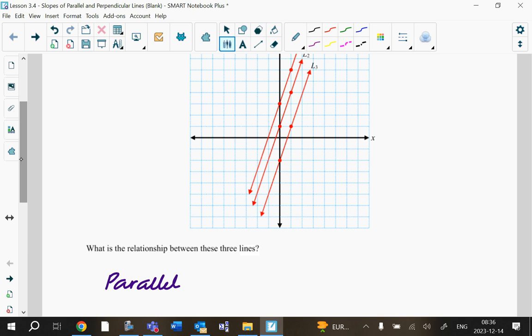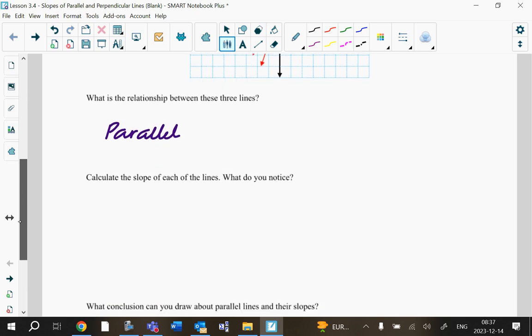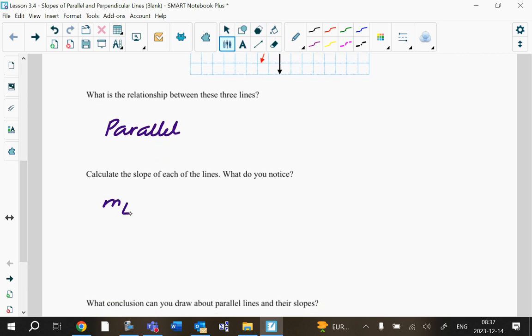So to get from this point to this point on line 1, I rise +3, and I run +1. So we will see that the slope of line 1 is +3 over +1, which is 3. And if you do that for the slope of L2 and the slope of L3, you will find that they will both work out to 3 as well.